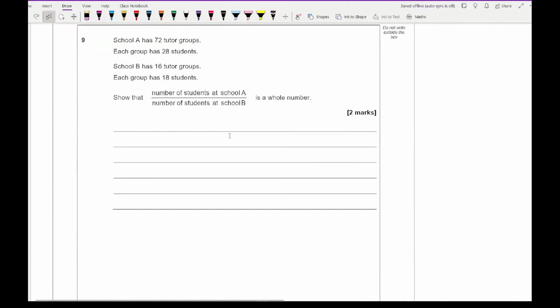Moving on to question 9, it says School A has 72 tutor groups, each group has 28 students. School B has 16 tutor groups, each group has 18 students. Show that the number of students at School A over the number of students at School B is a whole number. So first of all, let's work out how many students there are in each of those schools.